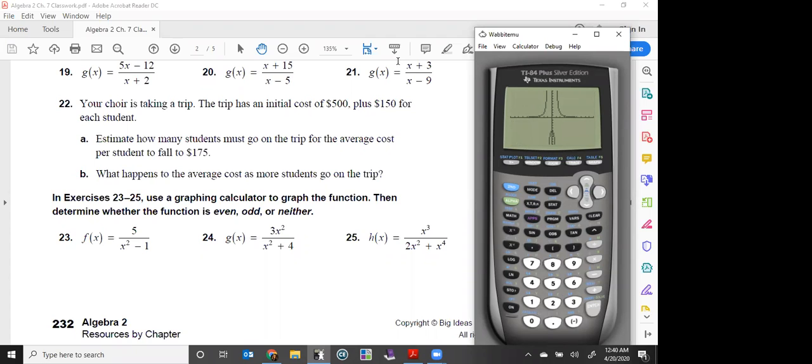If it is even, that means it is symmetrical about the y-axis. If it is odd, then it's symmetrical about the origin. And if it's neither, well, then it's neither of those. So let's look at ours. Well, I see that the right half of the y-axis is just mirrored about the left half of the y-axis. So this one is symmetrical about the y-axis. So this one is even.